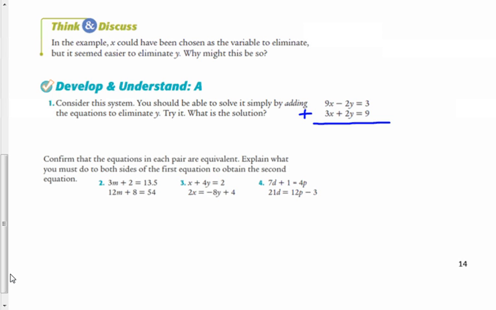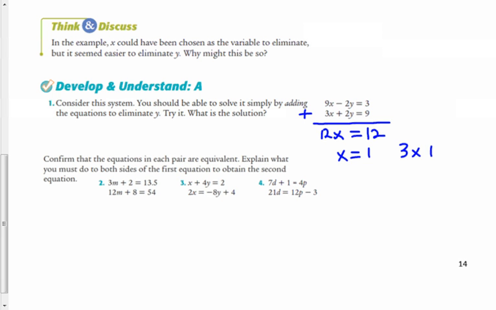And when you do that, if you're adding equal things to equal things, you're still going to be equal. So 9 plus 3 is 12x. Negative 2y plus 2y is 0y. I'm not even going to write that down because 0 times y is 0. And notice we've eliminated the y. And so we'll get 12 times x is equal to 12. Well, obviously x is 1 because 12 times 1 is 12. So we know x is 1. We still need to know what y is.